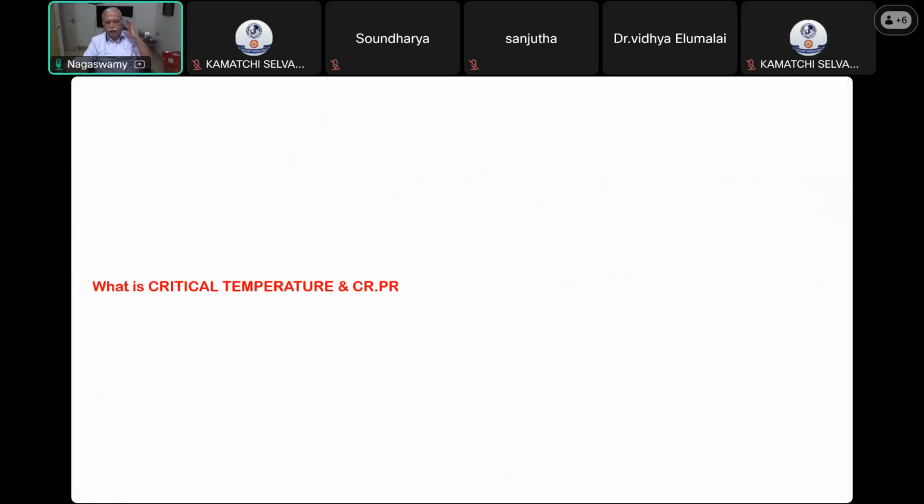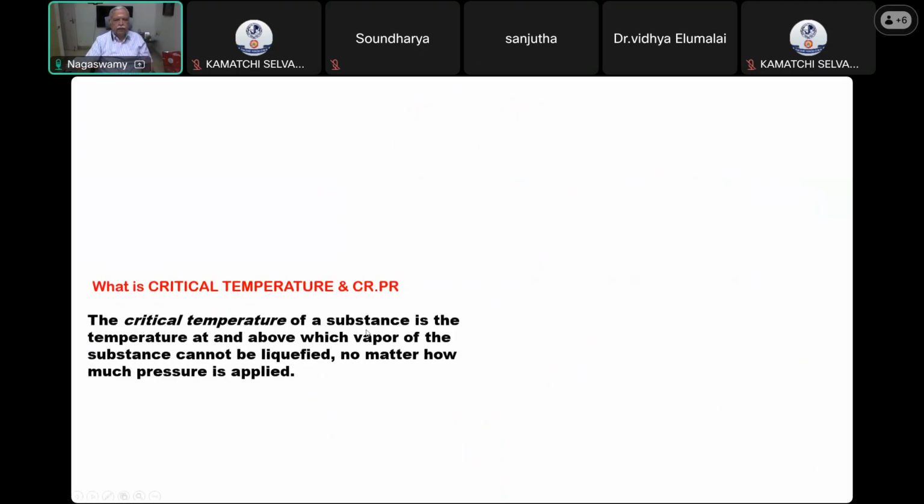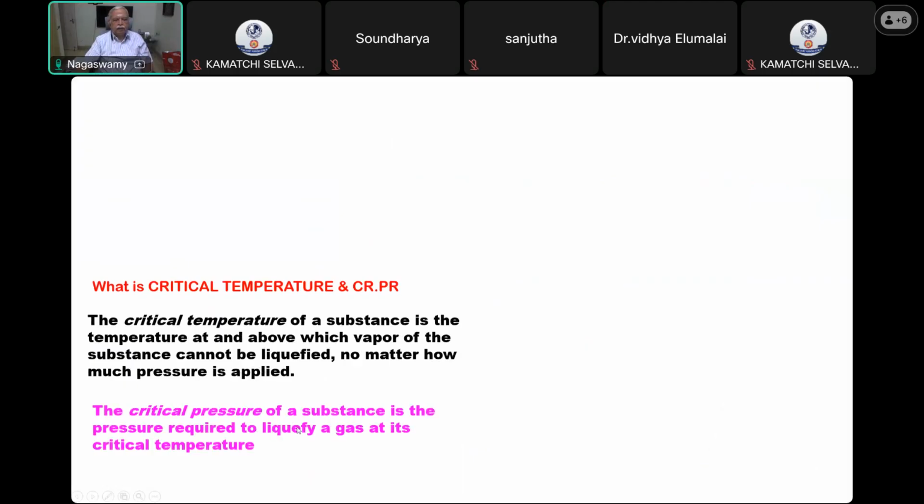What is critical temperature and critical pressure? This is another common physics question that will be asked. So it is the temperature above which it cannot be present as a liquid. Gas cannot be liquefied. Okay, the critical temperature of a substance is the temperature at and above which vapor of the substance cannot be liquefied, no matter how much pressure is applied. Okay, the critical pressure of a substance is that pressure required to liquefy a gas at its critical temperature. Okay, so that is called the critical pressure.